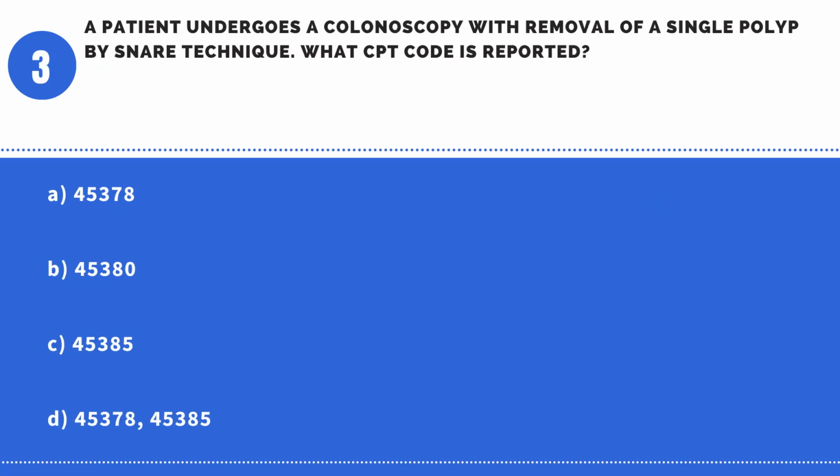Question 3. A patient undergoes a colonoscopy with removal of a single polyp by snare technique. What CPT code is reported? A. 45378. B. 45380. C. 45385. D. 45378, 45385.